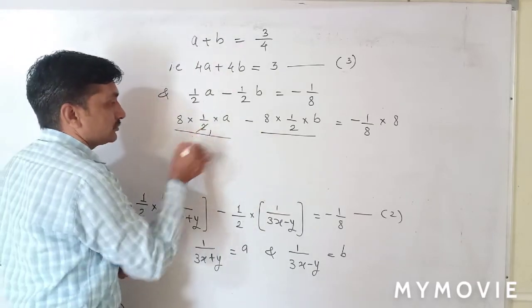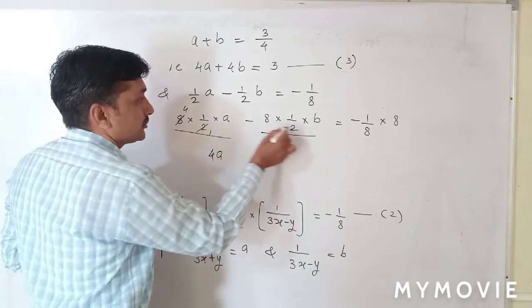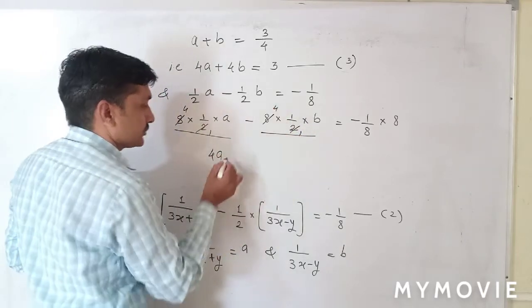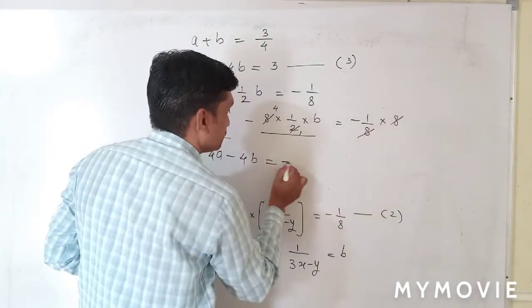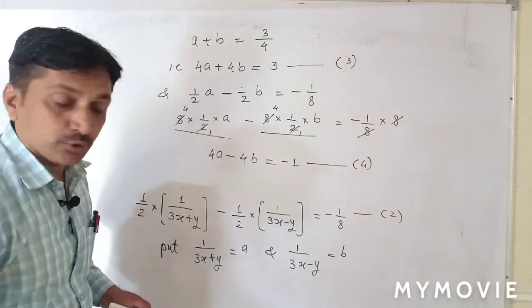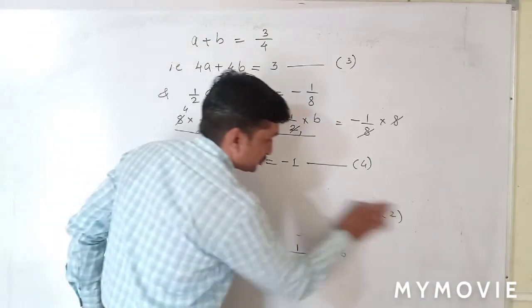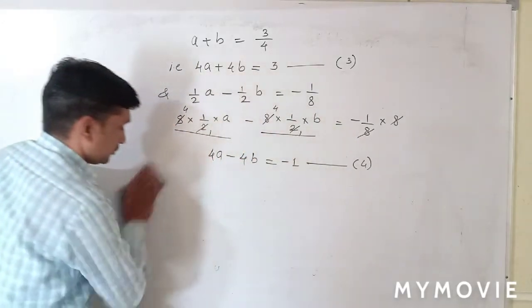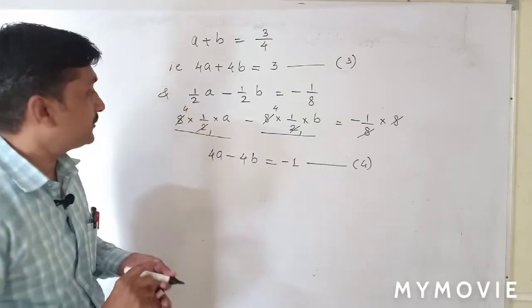Now what will happen here? 2 1s are 2, 4 2s are 8, what is left? 4a. Here also, minus 4b is equal to minus 1, as the 8 cancels, and this is equation number 4. Now we have to solve equations 3 and 4, and by solving we get the values of a and b, not x and y. First we will get a and b.